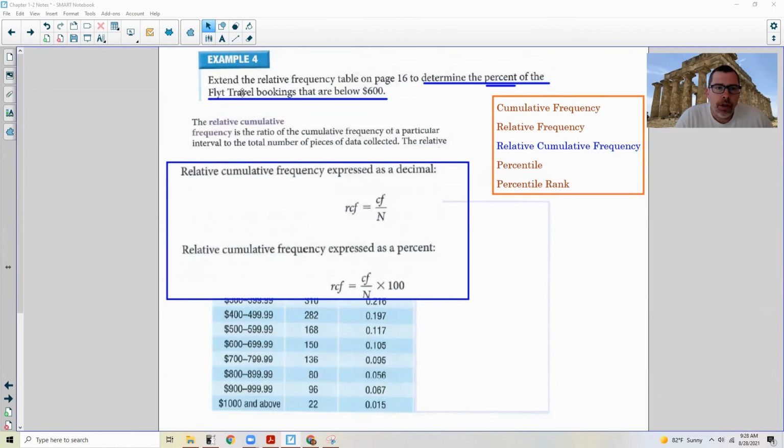Okay, example 4. It says to extend the relative frequency table on page 16 to determine the percent of the fly travel bookings that are below $600. So in order to do that, to find a percent, we need to do a cumulative frequency. And the next definition is relative cumulative frequency, and that is the ratio of the cumulative frequency of a particular interval to the total number of pieces of data collected. All right, so think about that. The ratio of the cumulative frequency.